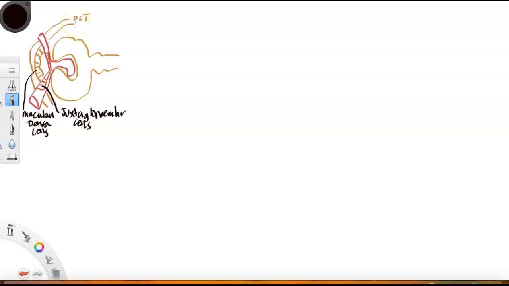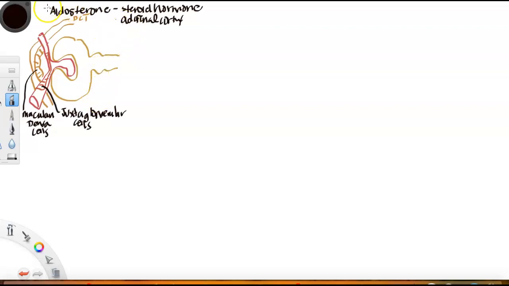All right, so we're going to talk about aldosterone. And aldosterone, don't forget, is a steroid hormone. It's a mineralocorticoid. So it's a steroid hormone. It's produced in the adrenal cortex, and secreted by the adrenal cortex.